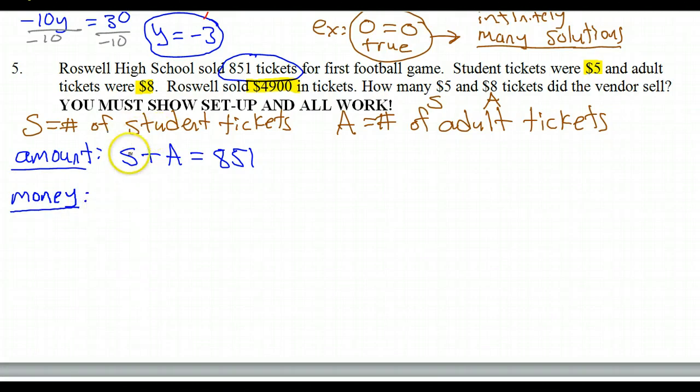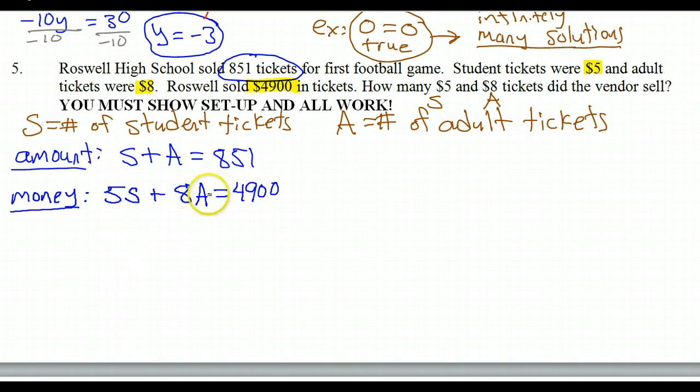You think, how does it relate to the number of student tickets and the number of adult tickets? Well, we're going to get $5 per student ticket. That would give you the amount of money from student ticket sales. And we're going to get $8 per adult ticket. And that should give you the total amount of money, which is $4,900. So you have your amount equation and then your money equation. 5, 8, and 4,900, that's money, money, money.